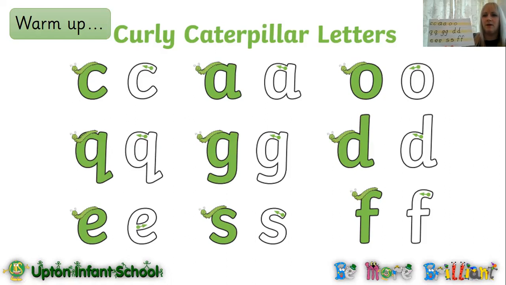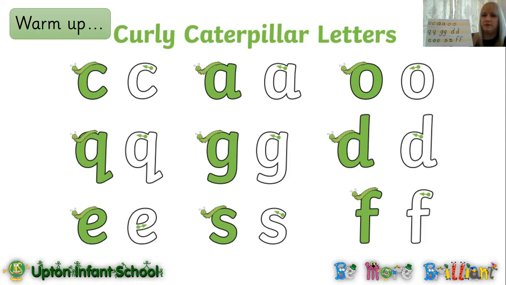Pause the video, have a go at your E. They're quite tricky to do. And then when you're ready, click play to go on to the next letter. Your next letter is an S. So we think about a snake. We're going to start at the top of this yellow line and we're going to slither down our snake to the bottom. And then again, we're going to start at the top, slither down the snake to the bottom.